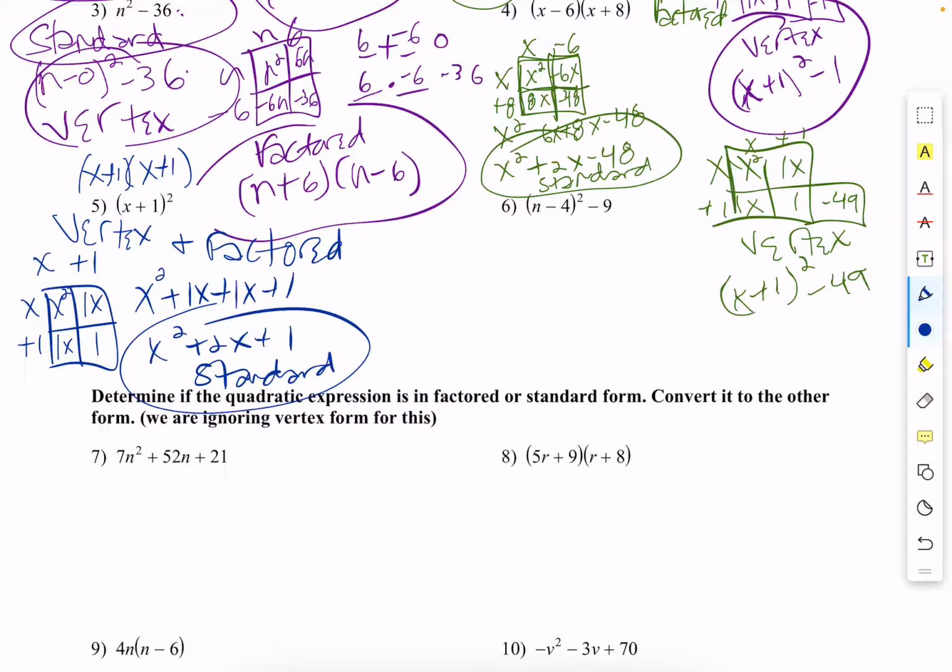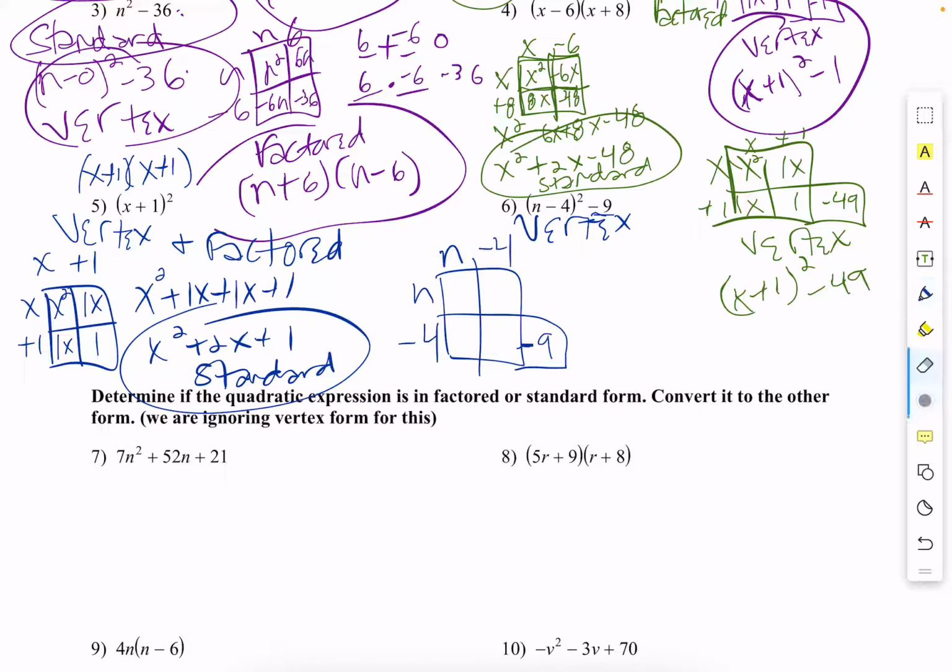Okay, last one is in vertex form. Now I can't go straight from vertex to factored, so I'm going to go ahead and do standard first. Anytime we're dealing with vertex, that's when we have the extra box. The -9 was what was in the extra box. And then n minus 4 squared, there's two of those, so that's what's going to go on either side of my box. And then I can FOIL these together.